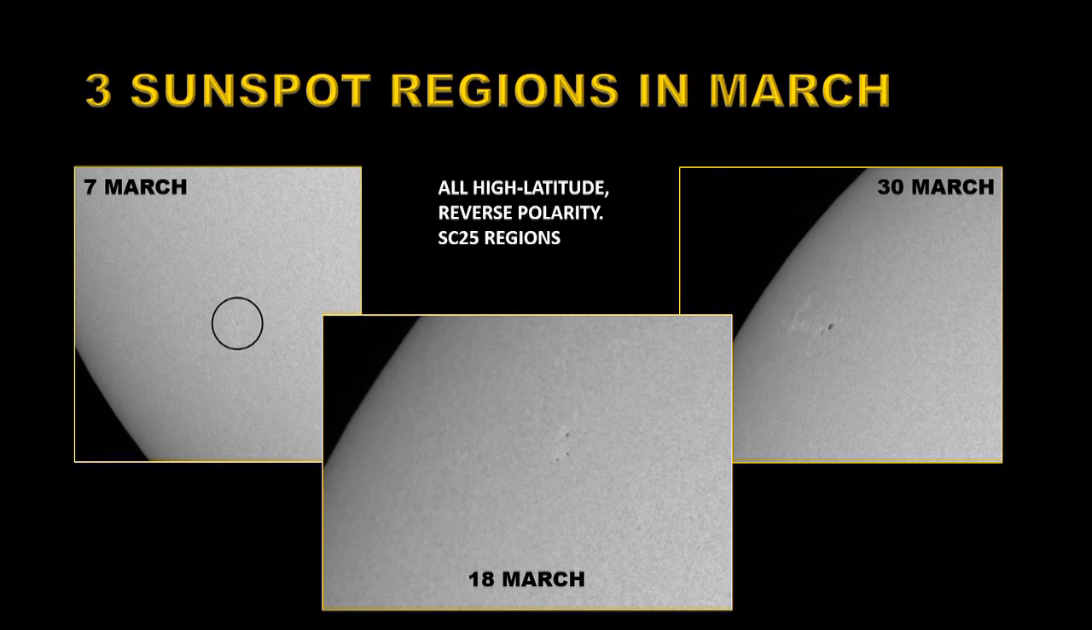So this seems to imply that we are in the handover stage from solar cycle 24 to solar cycle 25. And so I'm expecting to see more and more solar cycle 25 regions that will last longer and be bigger and stronger, and fewer solar cycle 24 regions which will be weaker and last less long.